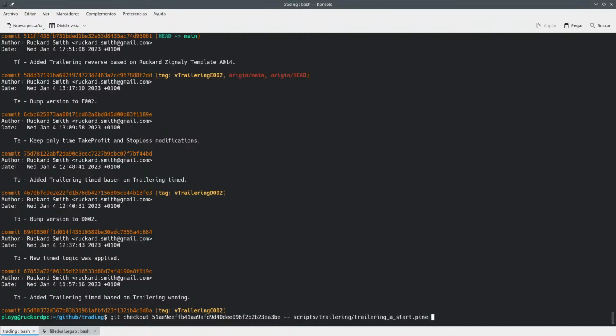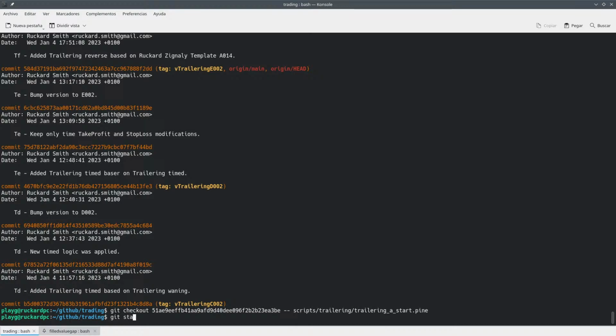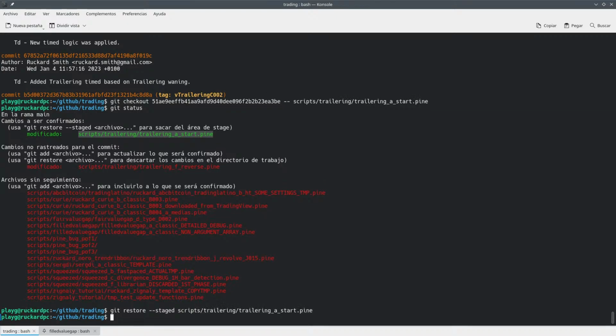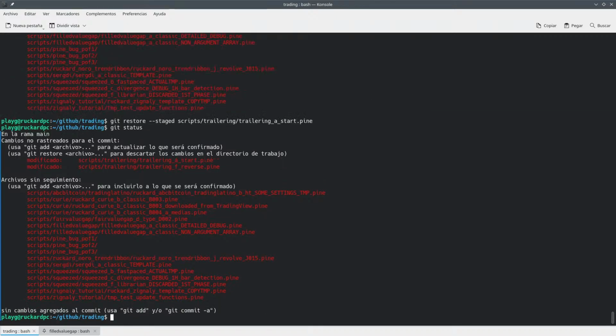trailering A. So now I have this trailering A modification, which I don't want to save, so I just want this to have a change. And so what I can do is I can compare this into this.